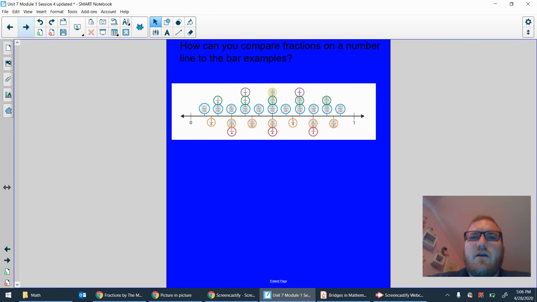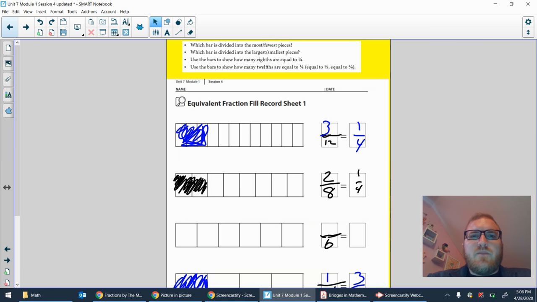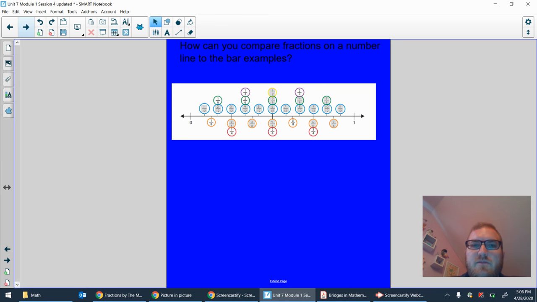So how can you compare fractions on a number line to bar examples? Well, when we look at our bar examples, we're able to line up the bars here, and you can kind of see which ones are equivalent. So right there, we can see 3/12 is equal to 2/8 and is equal to 1/4. And so with that, that's one of the similarities.